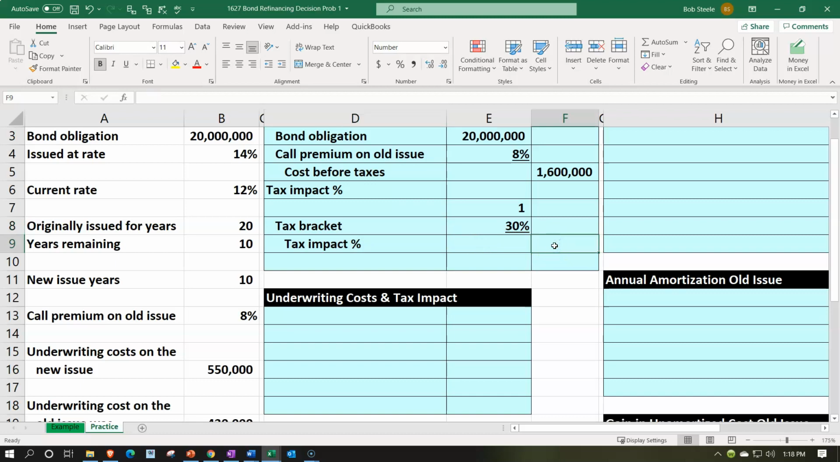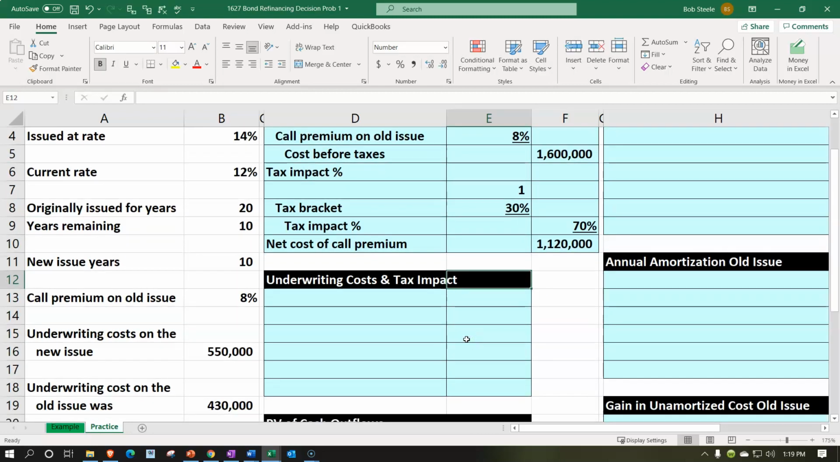Putting this on the outside, this is going to be 1 minus 30%, or the 70%. Numbers group, percentifying that, underlining it, font group, and underline it. That's going to give us the net cost of the call premium. So the net cost is going to then be the 1,000,006 times the 70%, which is 1 minus the tax rate.